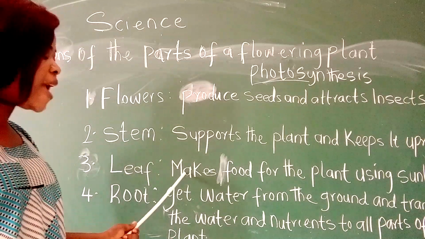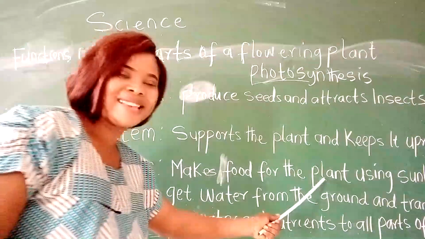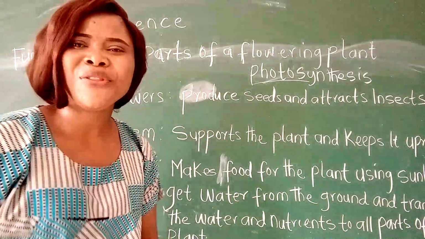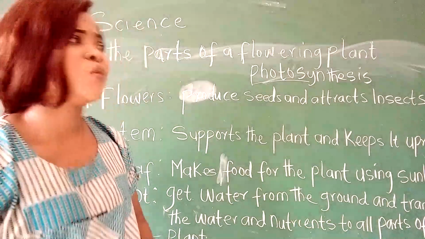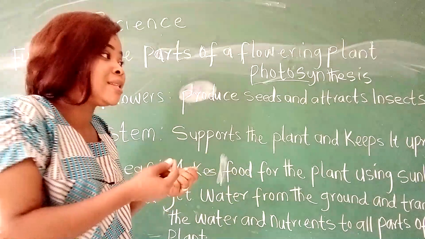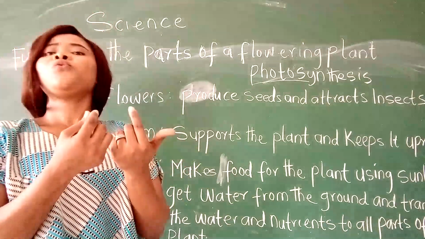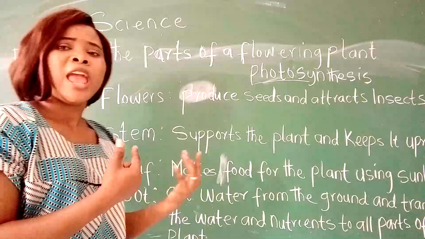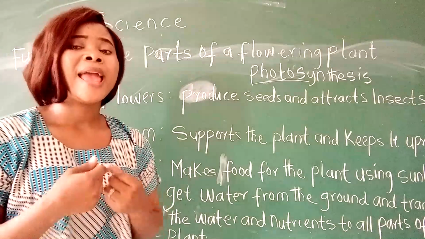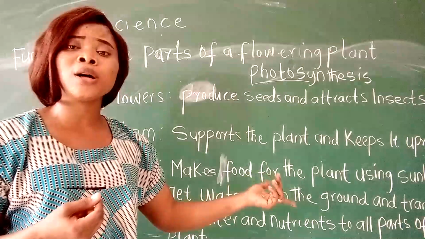The leaf makes food for the plant using sunlight. So all the food, you see the plant flourishing with green leaves, you see it blossoming, is because it's getting food. There is light. So when the plant is not having enough light, it won't be healthy.